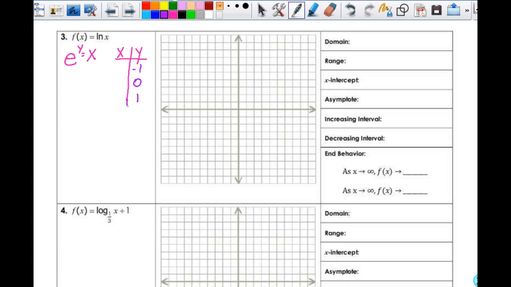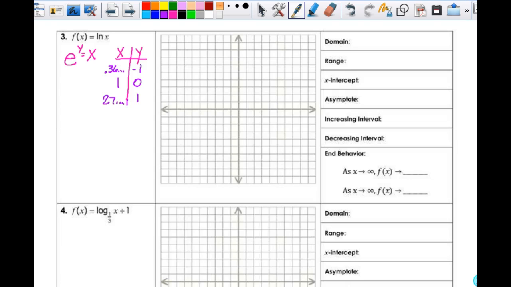So when y is -1, I actually get 1 over e. Does anybody remember what that decimal was close to? Okay, it was about 0.36. That's a number you kind of need to know. So 0.36, something. When y is 0, x is what? 1. And when y is 1, it's about 2.7 something, but that's good enough to estimate on these little graphs.